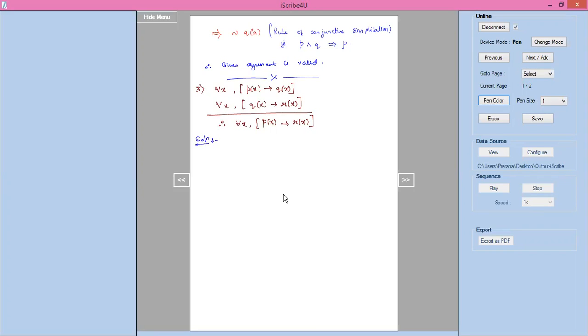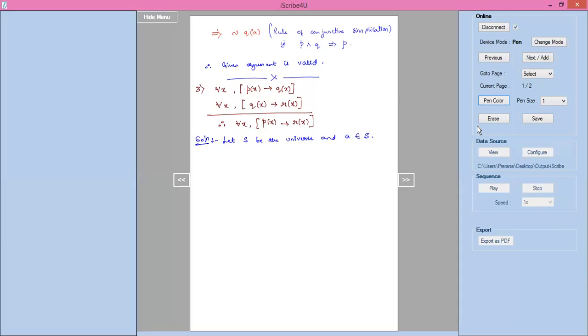Solution for the same. Let S be the universe and A be any element in the universe S. So that is the very first assumption that we make. We cannot keep it in general in terms of the variable x; we have to take a particular element in the universe. So let S be the universe and A be one of the elements in the universe S.